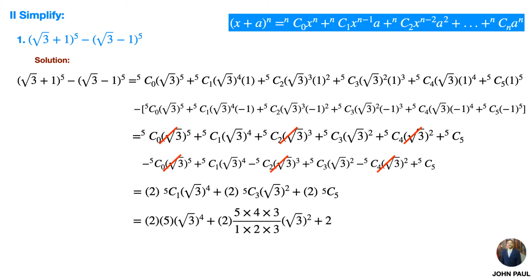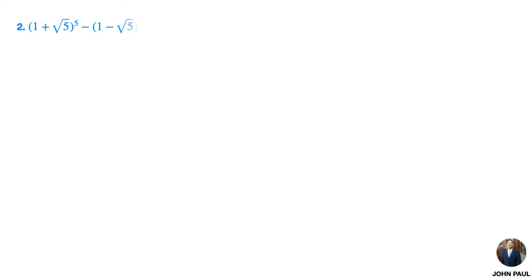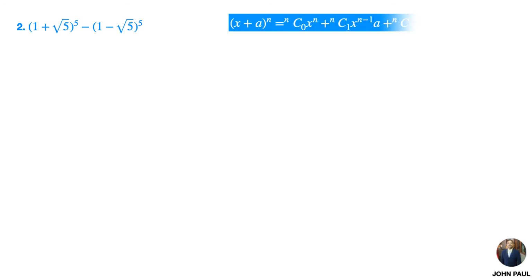We know the combinations. We can use the formula, or we can expand this and then cancel. We get 90 plus 60 plus 2. 2 into 5 is 10. Root 3 power 4 means we write root 3 four times. Root 3 into root 3 is 3. Similarly, we get one more 3. 3 into 3 is 9. So we got 90. Root 3 square is 3. 20 into 3 is 60, plus 2. By adding this, we get 152.